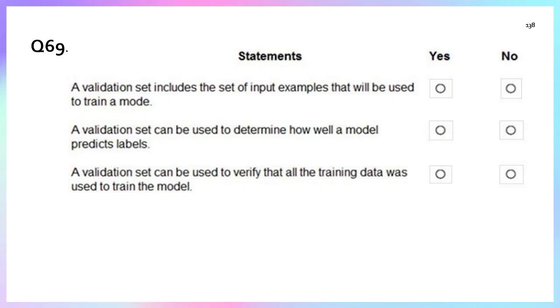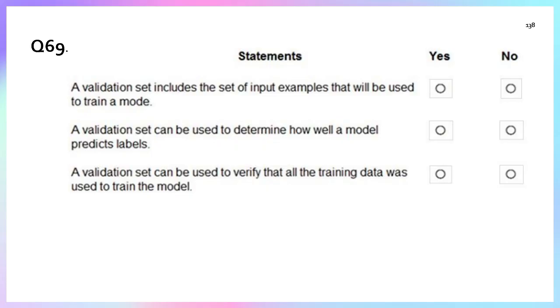Question number 69. A validation set includes a set of input examples that will be used to train the model. No. Whenever we are using the validation set, it includes validation during the testing of the model. So this is not an example of training. So statement one is no.